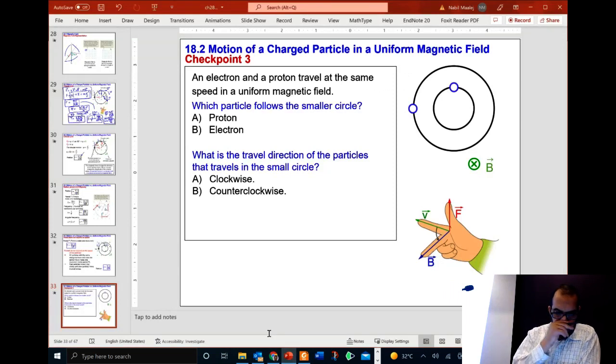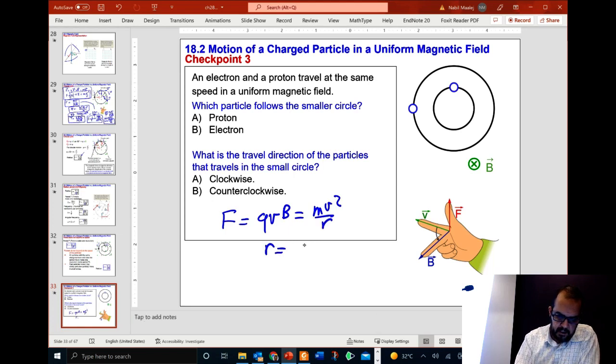For me, I don't memorize the equations. So I will write qvB is equal to mv squared over r, and I can get r is equal to mv over qB.